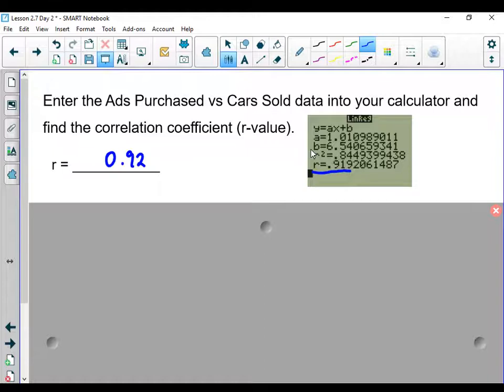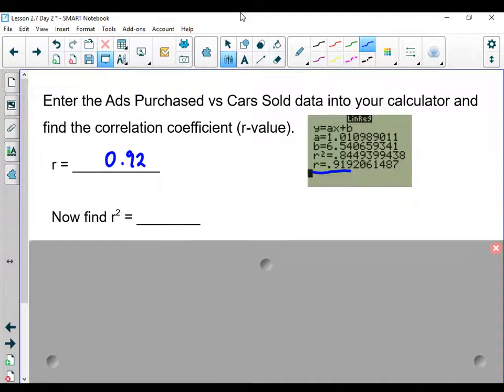If you remember back when we used this data before, that was the R value that we got. So that told me there was a very strong correlation, but it still doesn't really tell me percentage-wise what effect the ads had on how many cars that we sold. Well, we're going to take it a step further. We're going to do the R squared value.